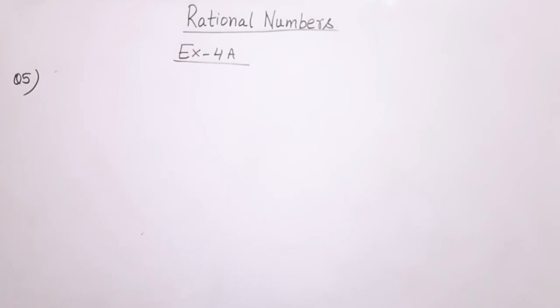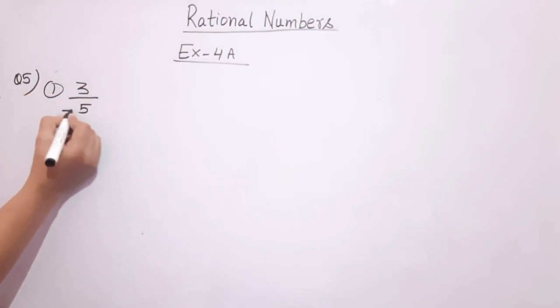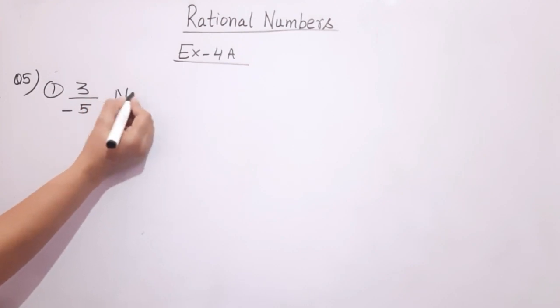As I told you, positive rational numbers are the rational numbers which have the same sign in the numerator and denominator both. That means either both the numerator and the denominator will be positive, or both will be negative. So we have to check for the rational numbers which satisfy this condition. The first option is 3 upon minus 5. The numerator is positive, denominator is negative. That means it's not a positive rational number.